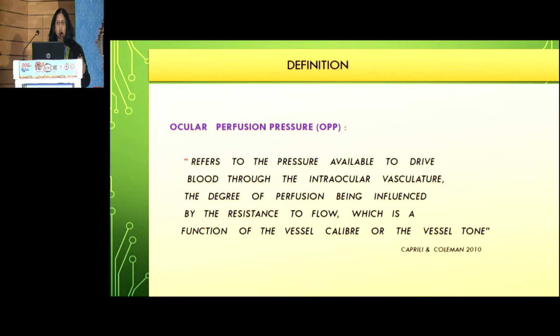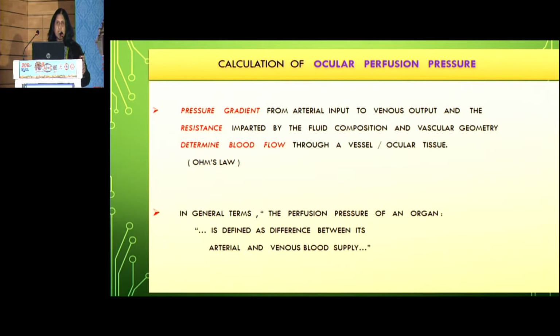the degree of perfusion being influenced by resistance to flow, which is a function of the vessel caliber or vessel tone. The pressure gradient from an arterial input to venous output, the resistance imparted by fluid composition and vascular geometry determine blood flow through a vessel or ocular tissue.